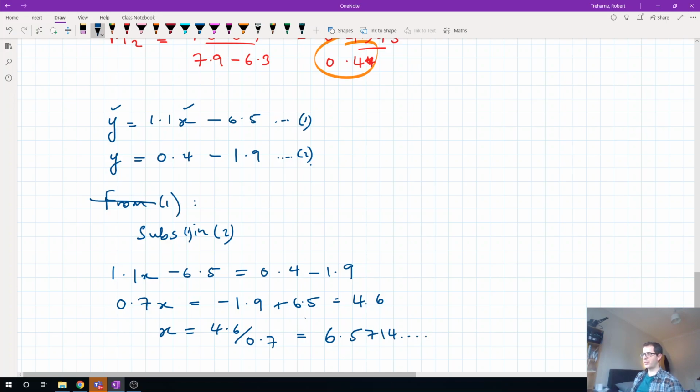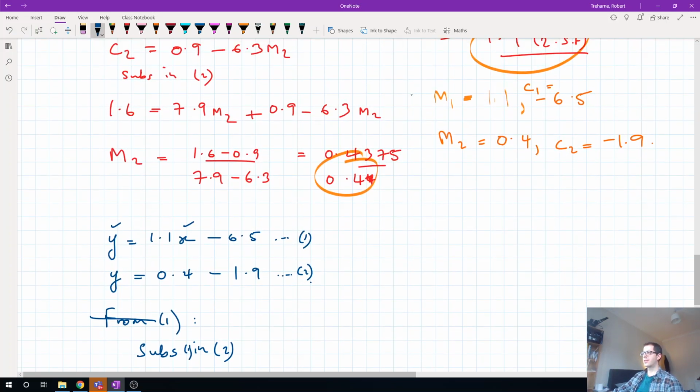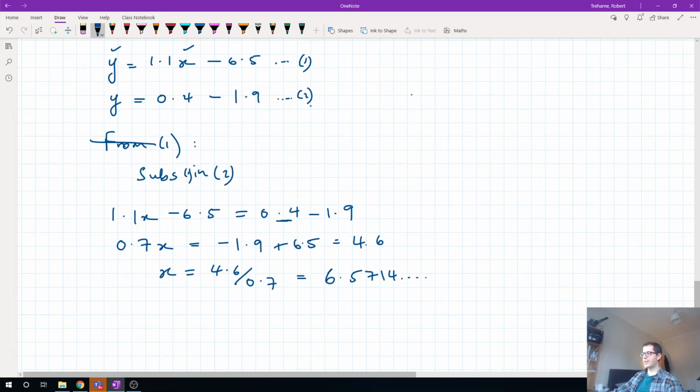5714, which really should be, we've only got this value here to 1 sig fig, right? Let me just check that. Is this 1 sig fig? Yeah, that looks right to me. So really, I should express that to 1 sig fig, which would be 0.7. That's silly, isn't it? So I'm just going to call it 2 sig figs. So let's call it 6.6. Okay.